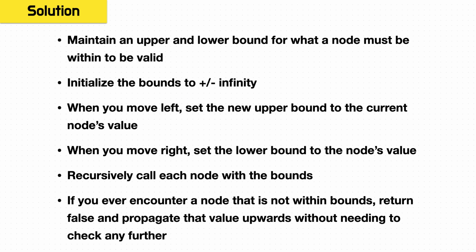The key to this problem is managing that lower and upper bound. Specifically, anytime we go left, we decrease the upper bound because all items must be smaller than this new bound and they're always decreasing left. Or if we go right, we increase the lower bound because all items must be larger than this node and it's always increasing to the right.